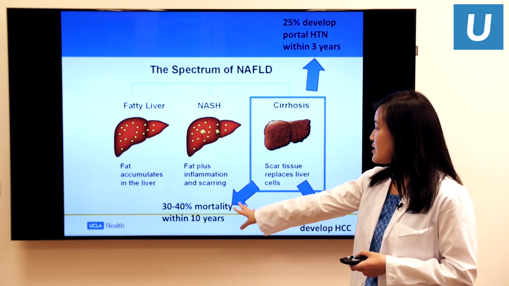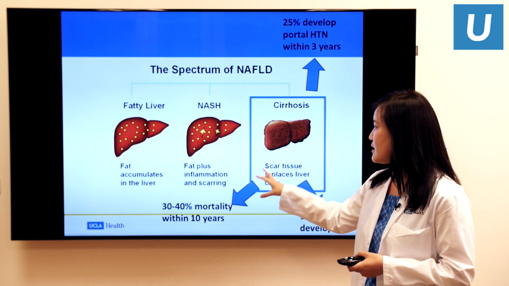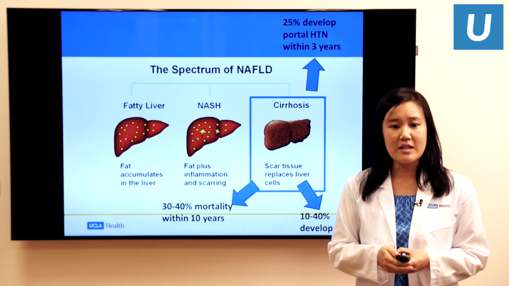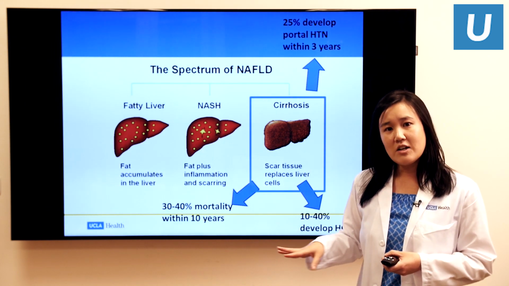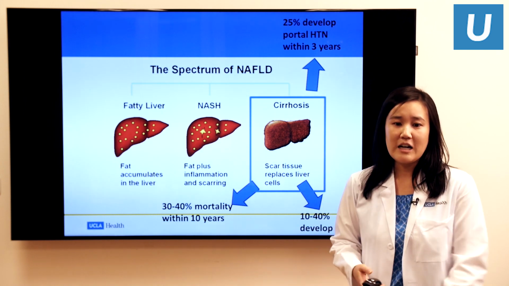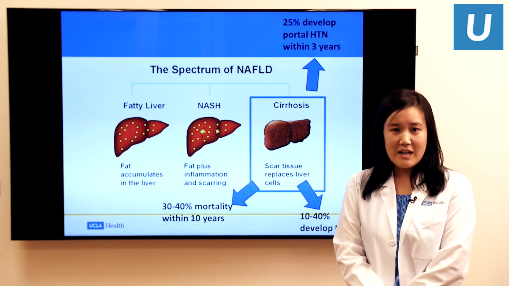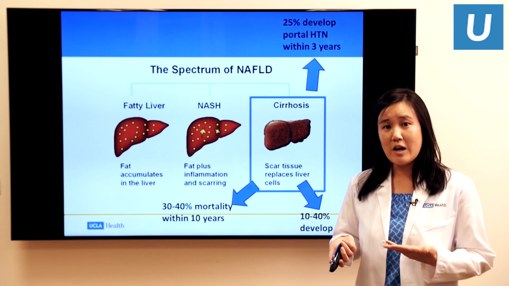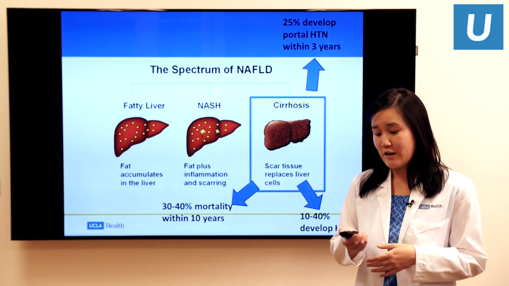Overall, the mortality or death rates for patients who have cirrhosis is about 30 to 40% within 10 years. This is adult data. We do have similar statistics for pediatrics. The scary thing for pediatrics is that cirrhosis has been described in children as young as 8, specifically for fatty liver.